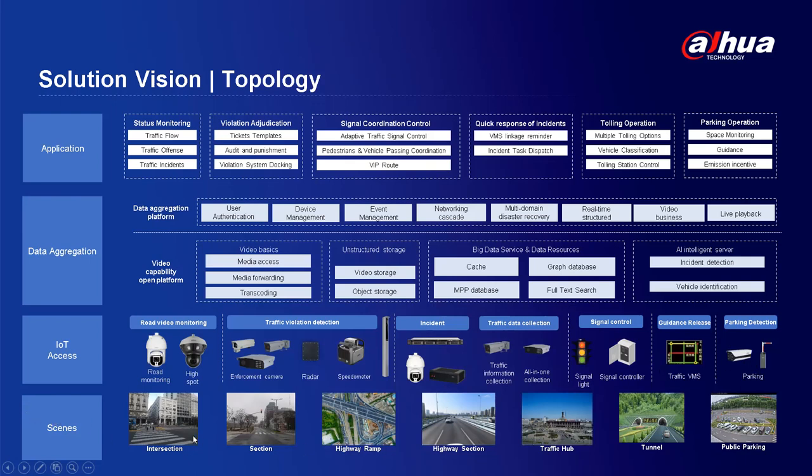The scenes where we apply this are intersections, road sections, of course, highway ramps, the general highway, a traffic hub, then tunnels and also public parking. So this is giving you the general overview of where we apply which products at which level and how we are going to access it at the application layer.